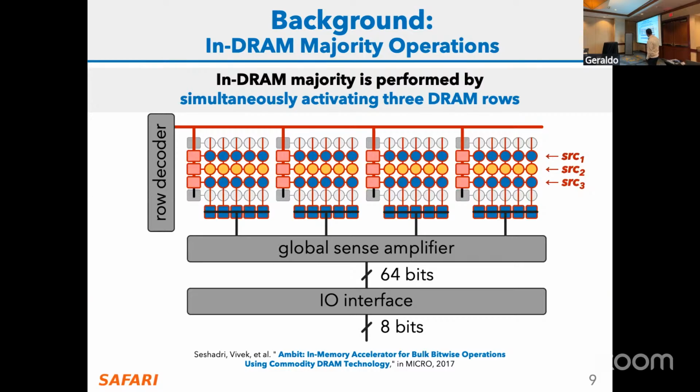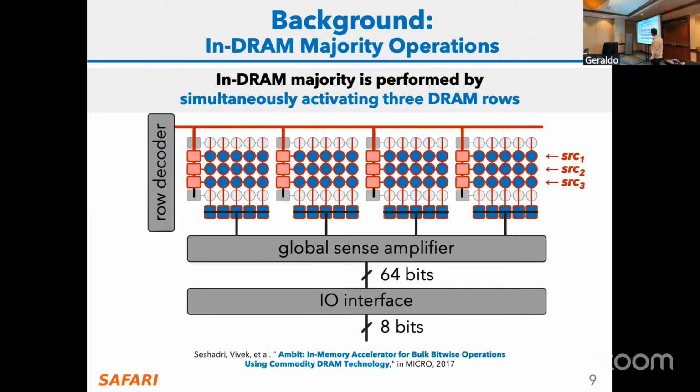And what we have as local sense amplifier basically is a differential circuit, which pulls the voltage level to the majority of the voltage levels that are stored in the 3 DRAM cells before. So here, the majority of blue, blue, and yellow is going to be blue. And then at the end, the result of the computation is stored in the 3 activated DRAM rows.